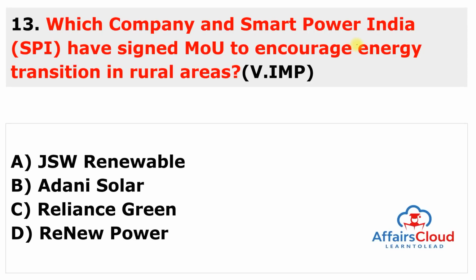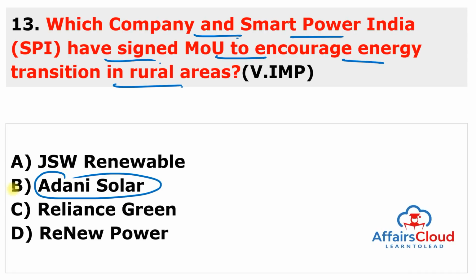Moving to next question. Which company and Smart Power India have signed an MOU to encourage energy transition in the rural areas, especially for rooftop solar power? And this is Adani Solar. So again, this question is from the slide. The answer of this question is B.